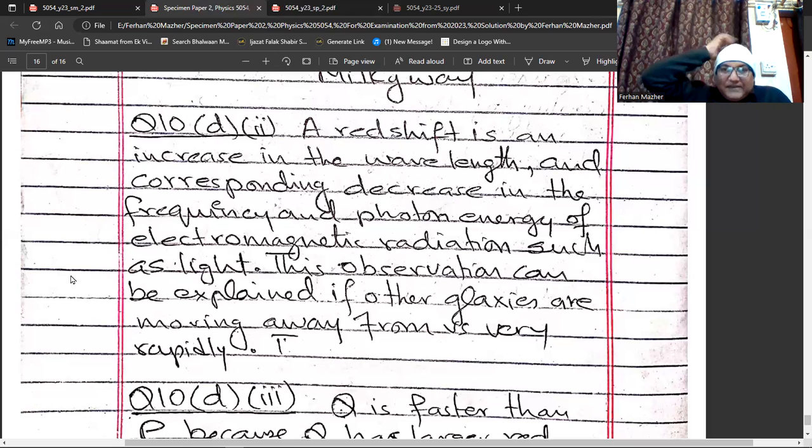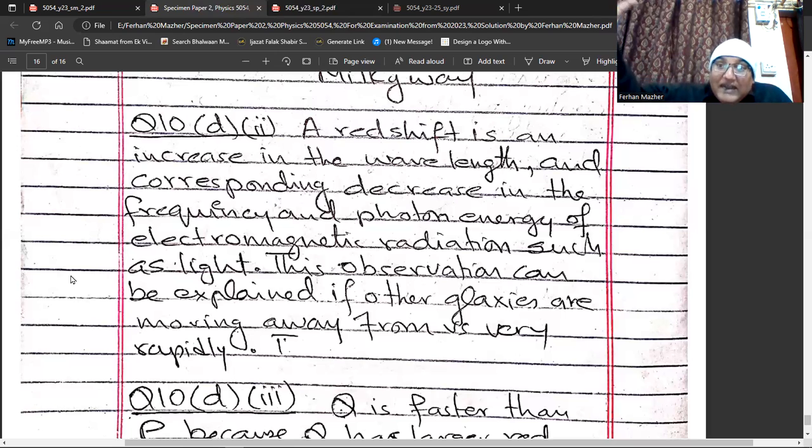So if there is a source which is producing the light, and it is producing the same light as the light we have on the earth, but if it is moving away from us, then when its light reaches the earth, its frequency will be less. And when the frequency of the light becomes less, because it's going away, its wavelength will increase. So this is called redshift.